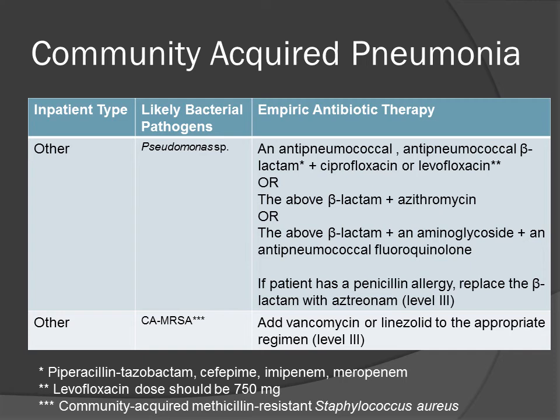There's also community-acquired MRSA patients. So those patients, maybe they've had previous cultures that are positive. Maybe they are colonized with MRSA in the nares, and it's very easy for it to transport over to the lungs. And so if you've got a patient who's got community-acquired MRSA, or you suspect that, you're going to want to add vancomycin or linezolid to the appropriate regimen.